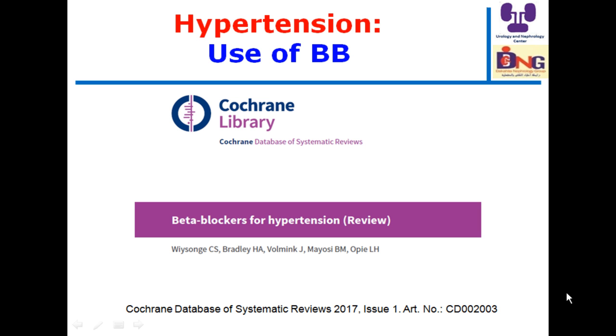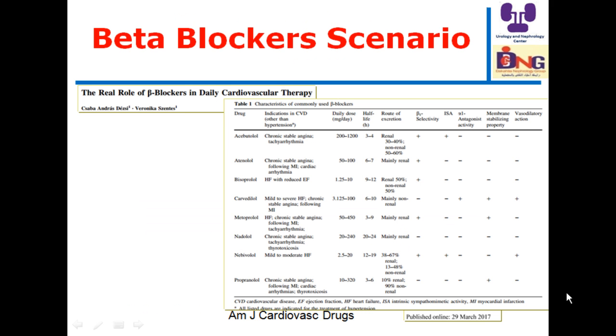Again, I don't like beta blockers in management of hypertension except if there is a compelling indication like heart failure, like atrial fibrillation, etc. This is the table that shows the different beta blockers: daily dose, half-life, route of excretion, selectivity, intrinsic sympathomimetic activity, alpha-1 antagonistic activity, membrane stabilizing effect, and vasodilator function. Here nebivolol has vasodilator properties that I'll address later.